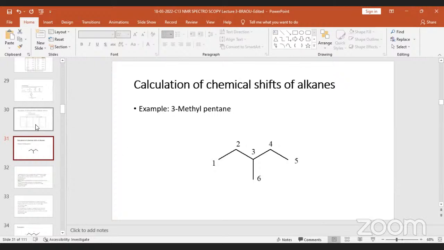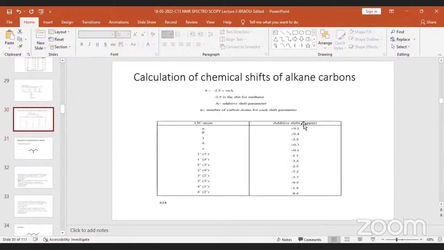That shift is not there in this. You check the table. The shift, if it is there, you can add that. If it is not there, that is not contributing to the shift. Okay, ma'am.